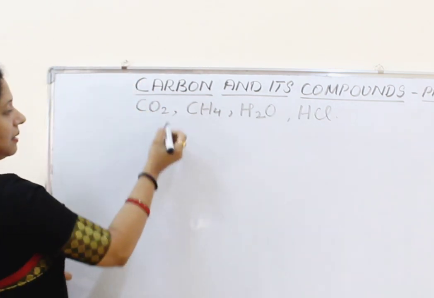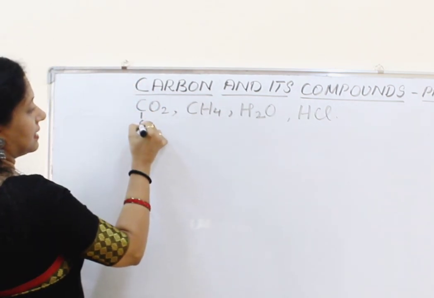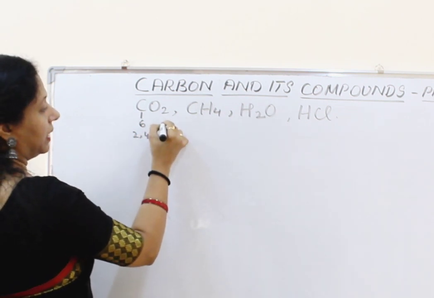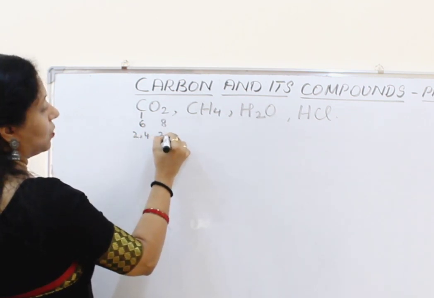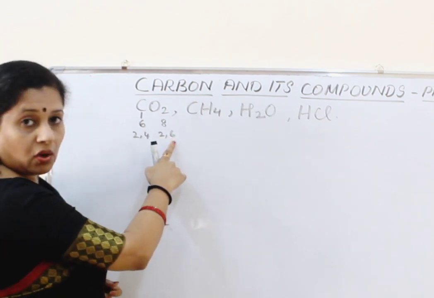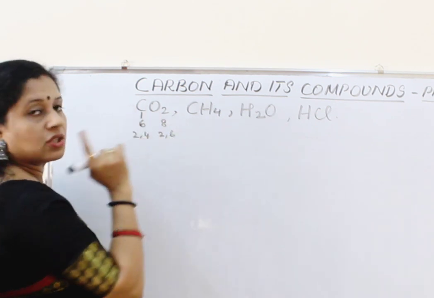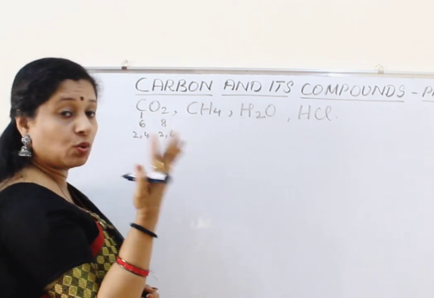So first one is carbon. We know carbon has 6 as the atomic number, so 2, 4, whereas each oxygen has how many? 8 each, that means 2, 6. So oxygen needs 2, carbon is ready to give 4. But one oxygen needs only 2. So it can be shared between 2 oxygen atoms.